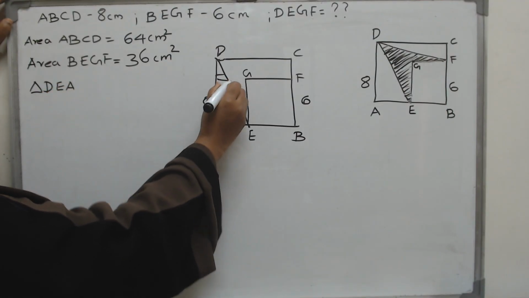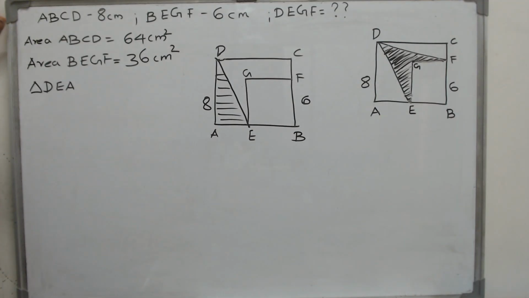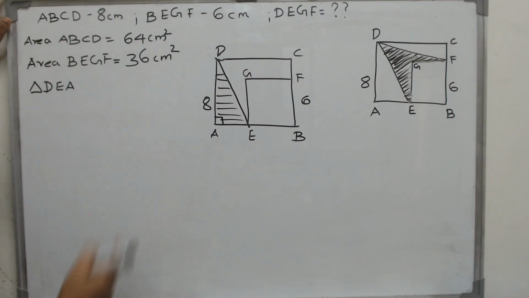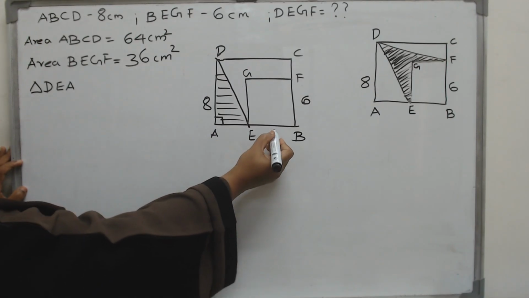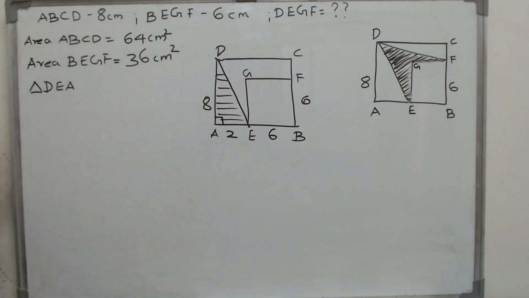Now what about this region, which is a triangle DEA? What sort of a triangle do you think it is going to be? All the angles of a square are 90 degrees, which means here you have a 90 degrees. So what you have is a right angle triangle. One of its legs is 8. What about this? Here you have 6 centimeters, which means here you have 2 centimeters.